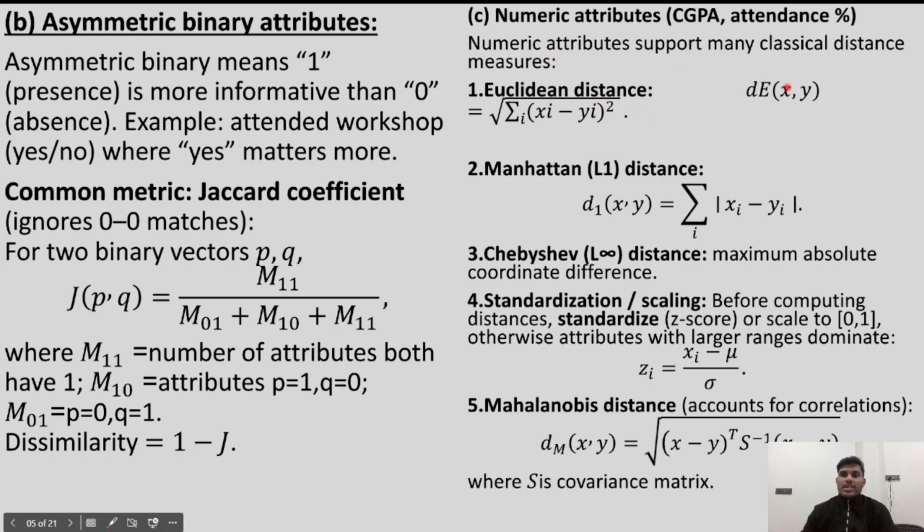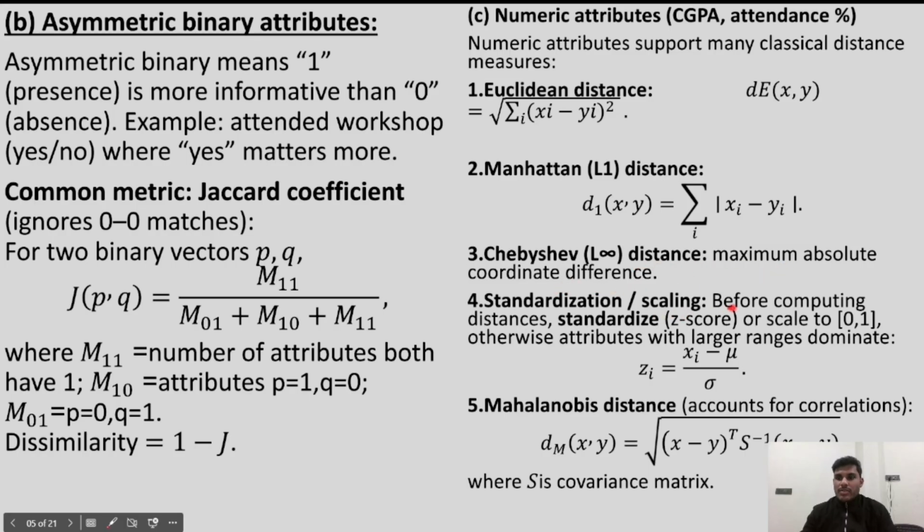Euclidean distance: dE of x and y equals the square root of the sum of all xi minus yi whole squared. Manhattan L1 distance: d1 of x and y equals the sum of all modulus of xi minus yi. Chebyshev distance: maximum absolute coordinate difference.